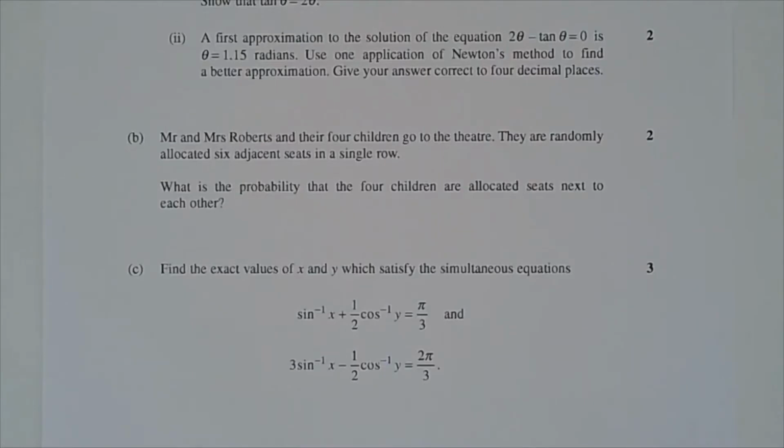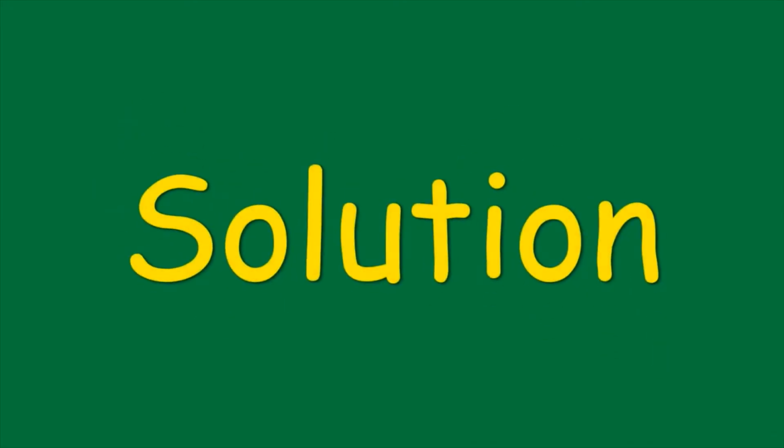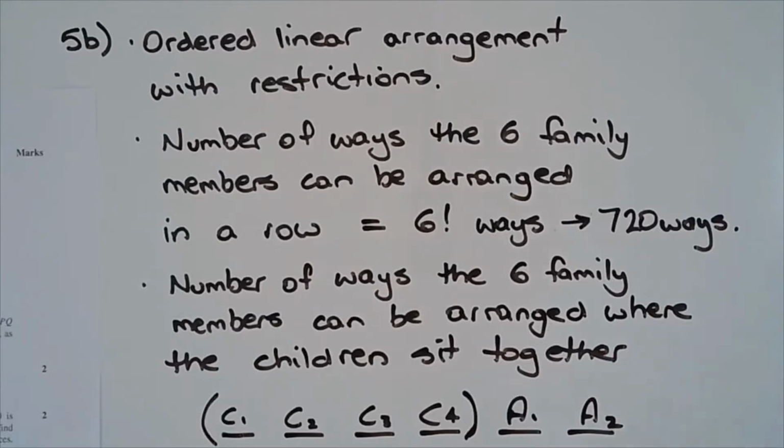Question 5b. Mr. and Mrs. Roberts and their 4 children go to the theatre. They are randomly allocated 6 adjacent seats in a single row. What is the probability that the 4 children are allocated seats next to each other? This is an ordered linear arrangement with restrictions, so permutations will be applied.